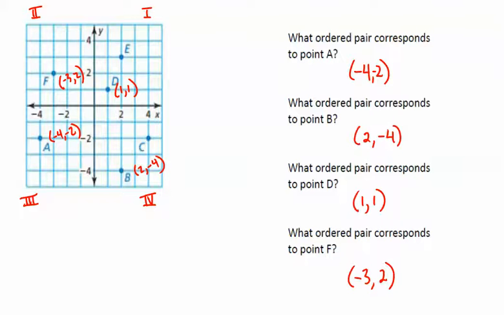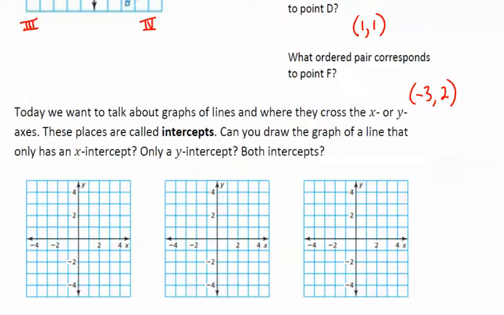And so there we have the set of exercises in total that help us get back into thinking about the coordinate plane, points on the coordinate plane, the different quadrants, the x and y axes, etc. Okay. But what we really want to do in this section is talk about graphs of lines, and particularly where they cross the x and the y axis.